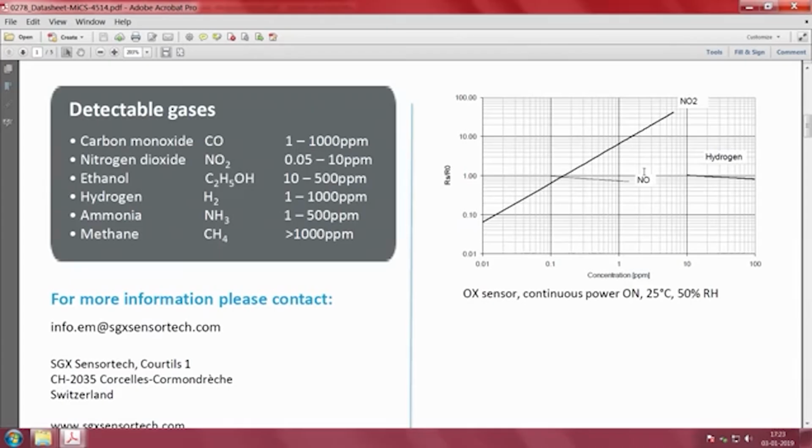Let us look at what are the detectable gases. You see it measures CO up to 1000 ppm, nitrogen dioxide up to 10 ppm, ethanol C2H5OH up to 500 ppm, hydrogen up to 1000 ppm, ammonia it can measure from 1 to 500 ppm, and methane CH4 greater than 1000 ppm.